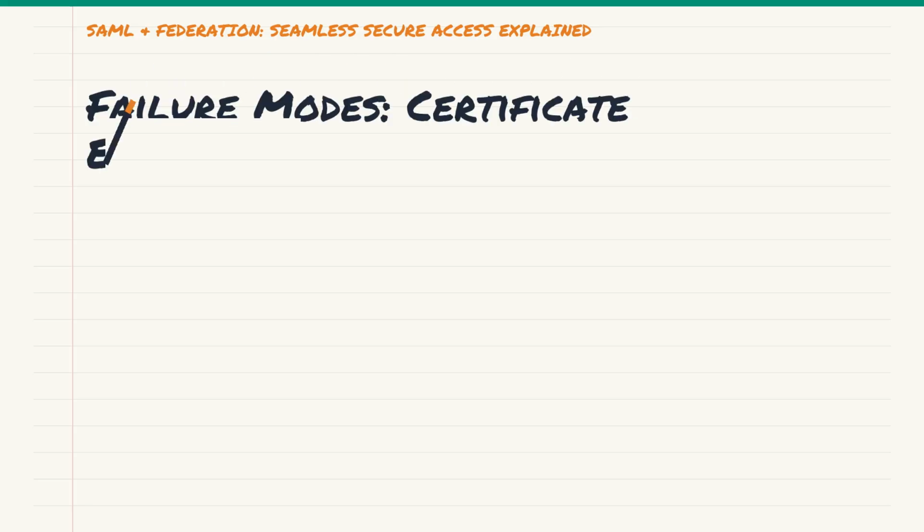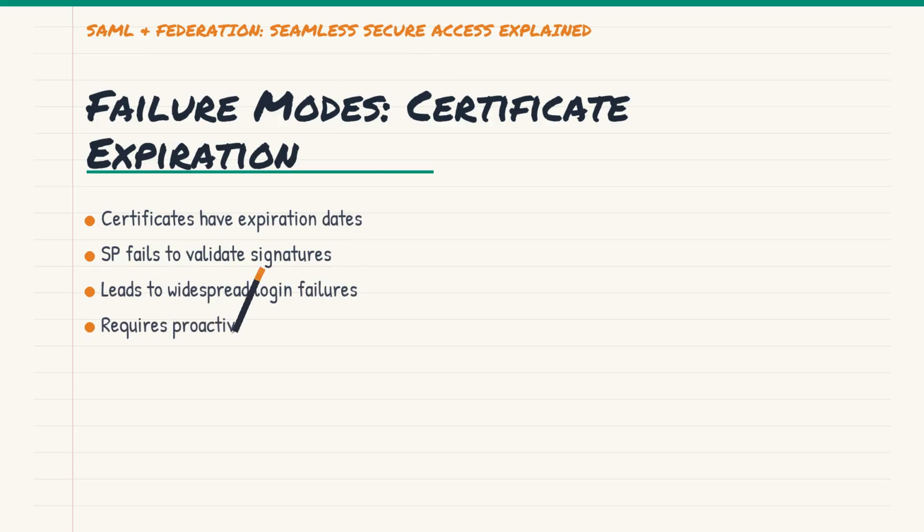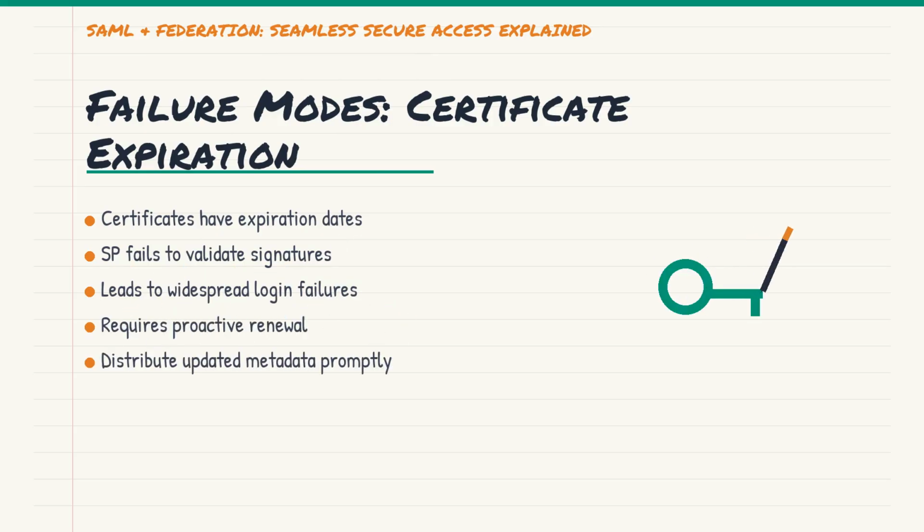This is a classic. IdPs use X.509 certificates to sign SAML assertions. These certificates have an expiration date. If the IdP's signing certificate expires and the SP hasn't been updated with the new one, the SP will no longer be able to validate the signature on incoming assertions and trust will break.